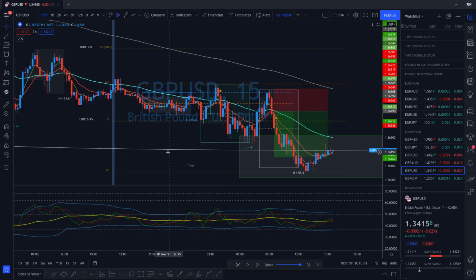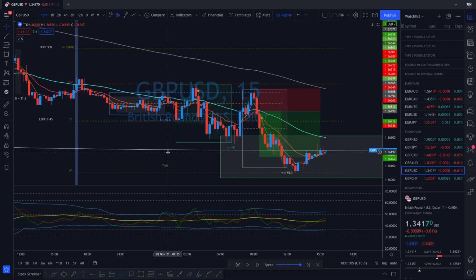Here's an example of a multi-session type 2 trade on pound USD, where you get the first leg in London and it works all the way down and comes back up, retests that high of Asia there, and gives you a star pattern essentially.